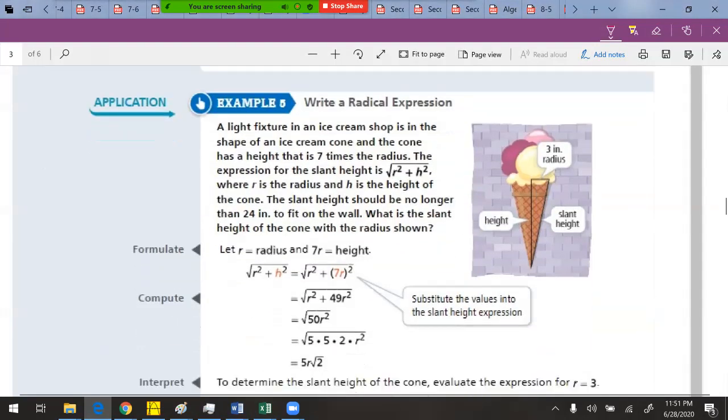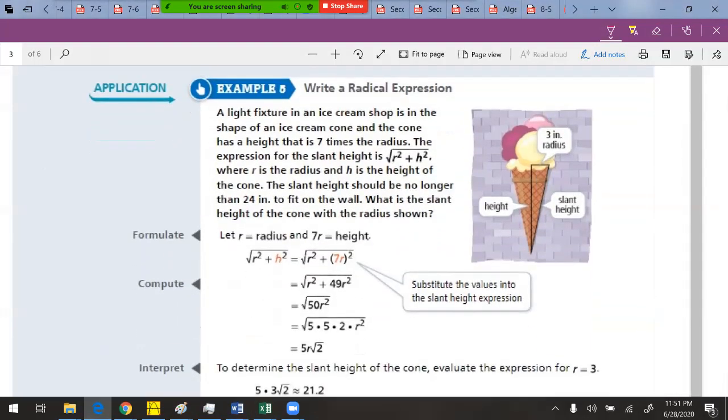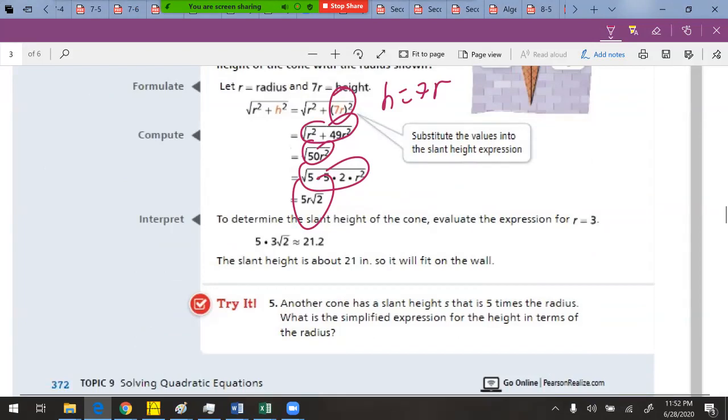Okay, last example. A light fixture in an ice cream shop in the shape of an ice cream cone, and the cone has a height of 7 times the radius. So the height is 7 times the radius. The slant height should be no longer than 24 inches. Well, that doesn't matter because we have this. We broke it down. To determine the slant height, we need to use r equals 3. R represents the radius. The slant height should be no longer than 24 inches. We can figure out the slant height from here.